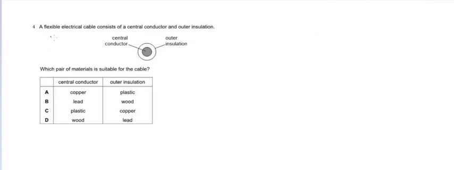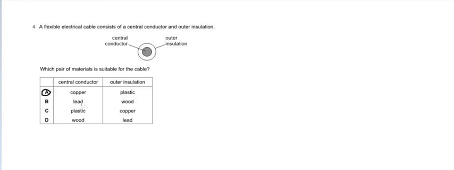The next problem: a flexible electrical cable consists of a central conductor and outer insulation. The central part is the conductor, the outer part is the insulation. Which pair of materials is suitable for the cable? Copper is a conductor. We generally use copper for our regular connections, and for the outer layer we generally use plastic. So option A is the correct option.